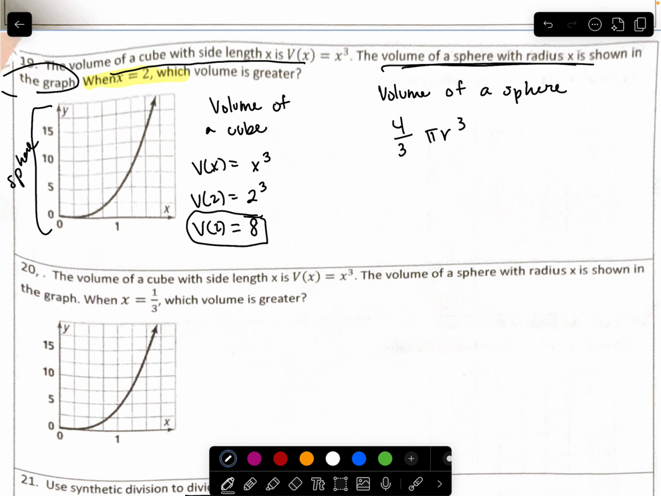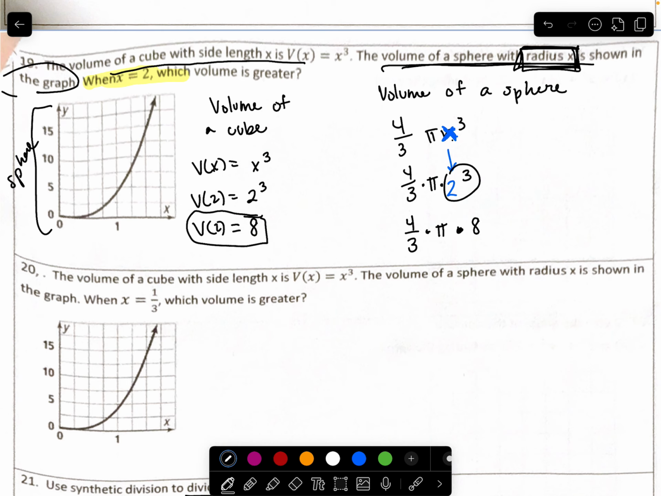So it says when the radius is x, right? The radius is x, so that means I'm going to replace r with x. And now the question is telling me what happens when x equals 2. So now I'm going to replace this x with 2. Now I'm just going to bring down all of my other terms, make sure you're multiplying 2 to the third power. So this becomes 4 over 3 times pi times 2 to the third power, which is 8.